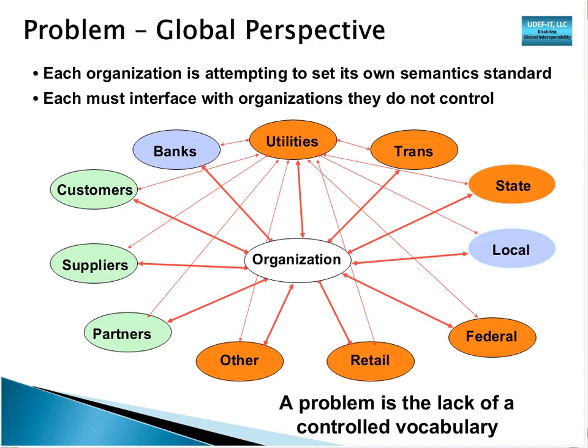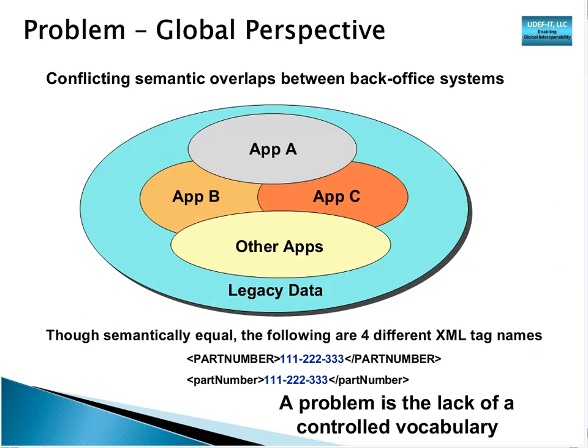From a global perspective, this slide illustrates the fact that no matter what organization you are, at most you can control your own semantics or vocabulary, if you will, and there are organizations that you interact with electronically that you do not control, and they, in essence, have their own vocabulary and, in some cases, will dictate to you. In other cases you might be able to dictate to them, but I'd suggest to you that in no case can one organization dictate to everyone else unless you happen to be a government organization, and even then you can't dictate to other governments. So bottom line is there's a lack of a controlled vocabulary across organizations.